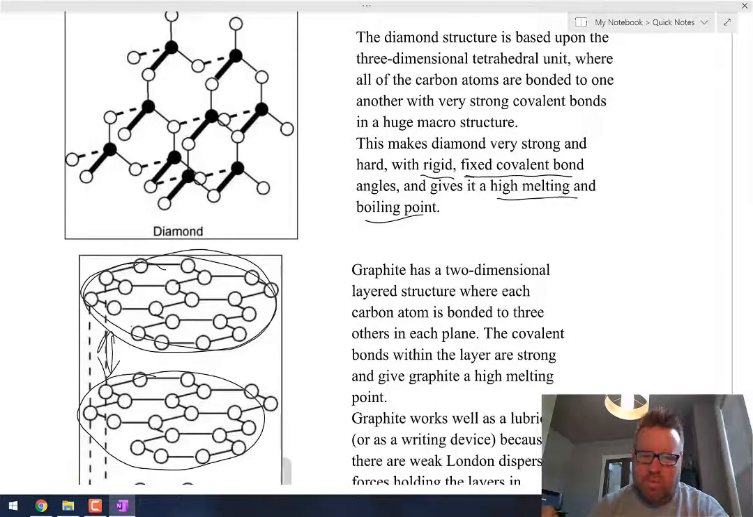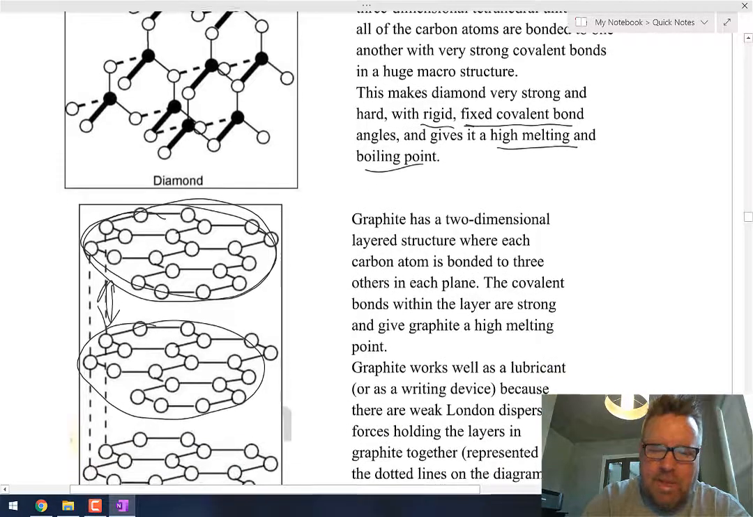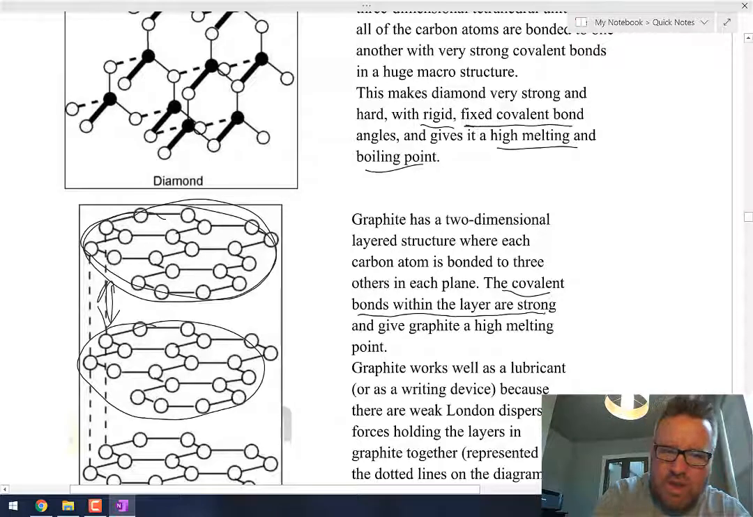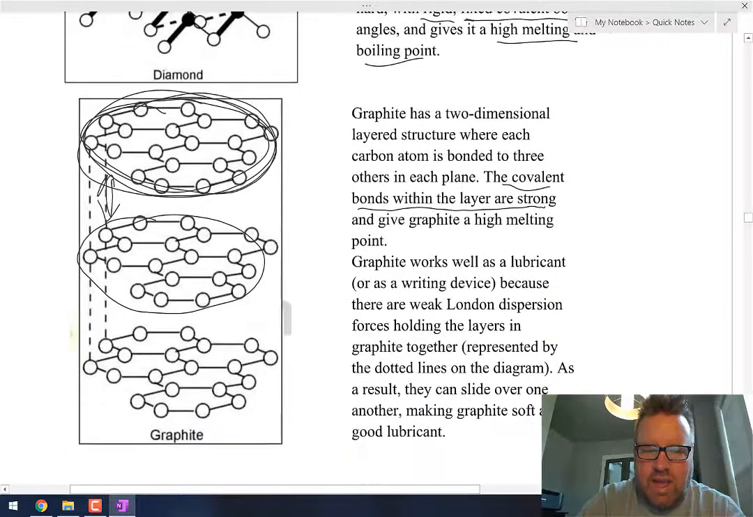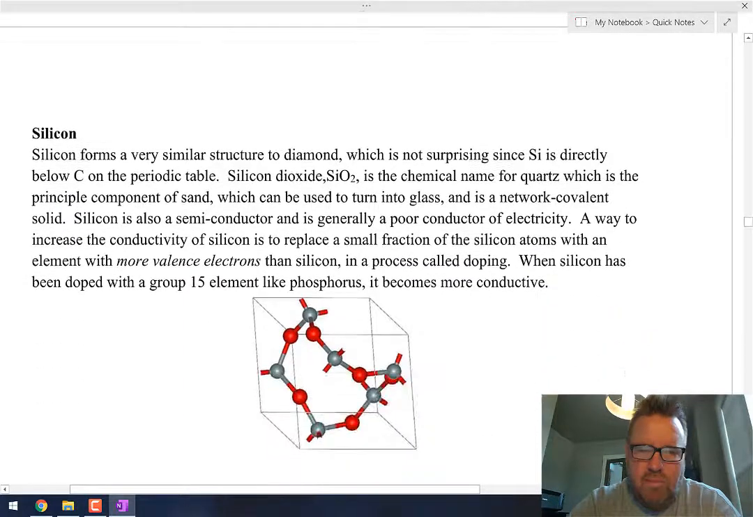And so writing with graphite or using it as a lubricant, like with ball bearings or things like that, graphite's used a lot, like Pinewood Derby cars, things like that. Because again, they have very, very weak intermolecular forces holding them together. So the covalent bonds within the layer are strong. Okay, that network covalent bond here between the carbons is very, very strong. It's just that weak attraction between those layers that is weak. Okay, and that's what those dotted lines here represent. So they slide over each other really, really easy. It makes graphite very, very soft and a good lubricant for things like ball bearings, things like that.